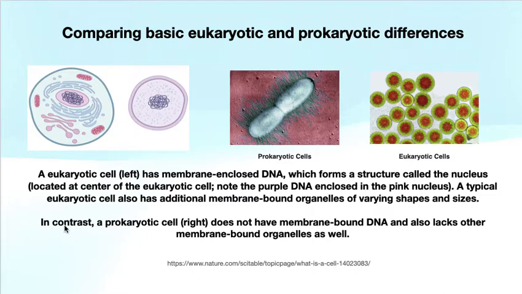In contrast, a prokaryotic cell, on the right side, does not have membrane-bounded DNA and also lacks other membrane-bounded organelles. Here, this diagram shows prokaryotic cells. You don't see a well-defined nuclear membrane which separates the nucleus and cytoplasm. In this diagram, you can see the red color and the circular nucleus defining clearly the nucleus and cytoplasm.